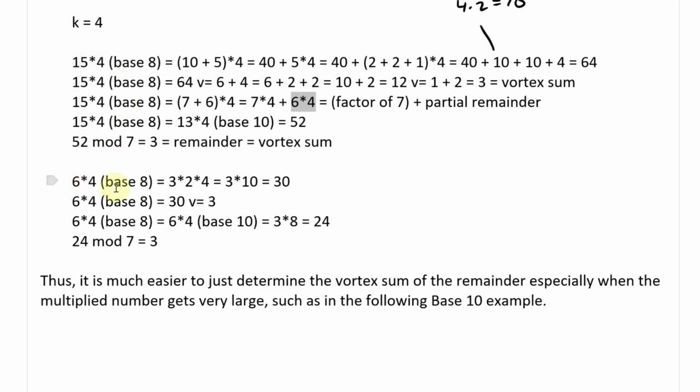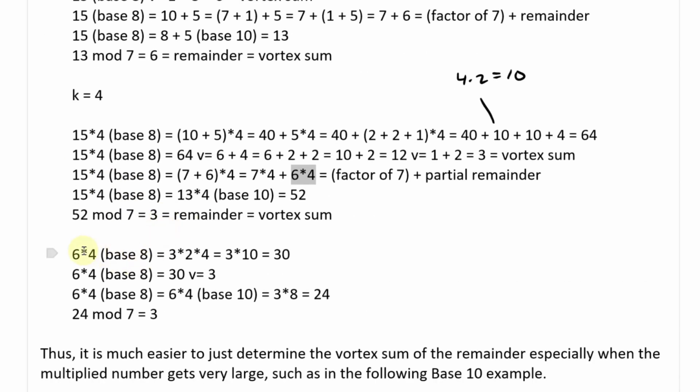So 6 times 4 base 8 is equal to, and again we can't just multiply normally, so 6 is equal to 3 times 2. So then we're going to look at this part right here. 2 times 4 is 8, so we'll just replace that with a 10 in base 8. So 3 times 10 is 30. And now we can calculate the vortex sum of it. So 6 times 4 base 8 equals 30, v equals 3 plus 0. So that's doing it manually, just multiplying and then taking the vortex sum.